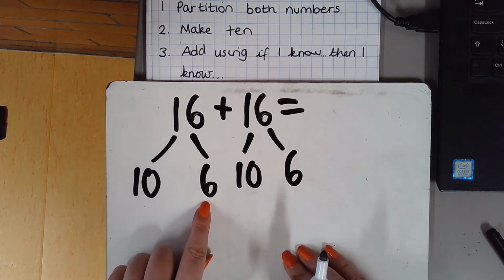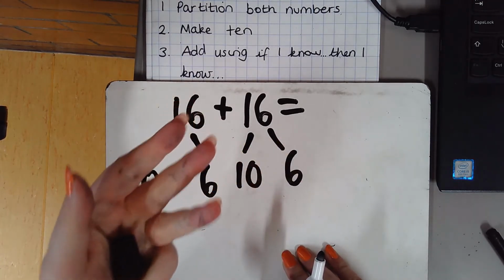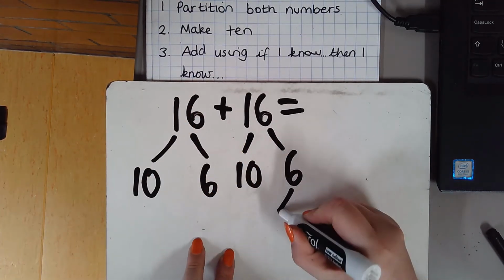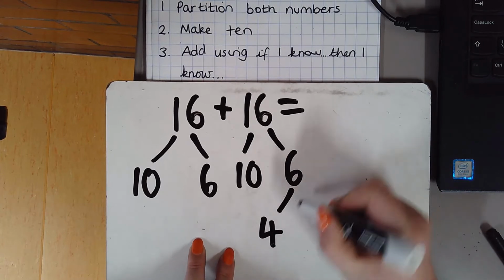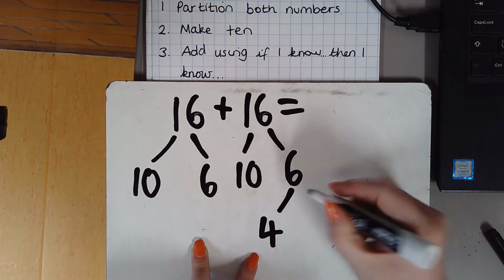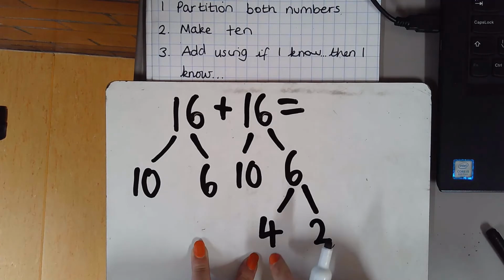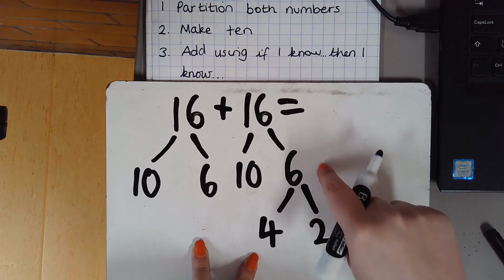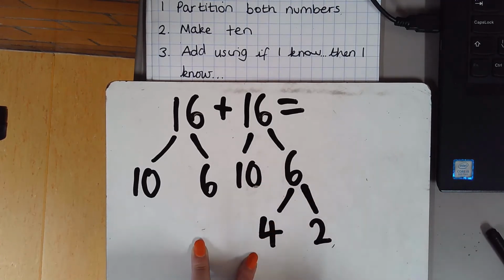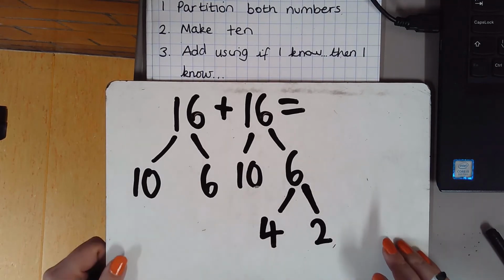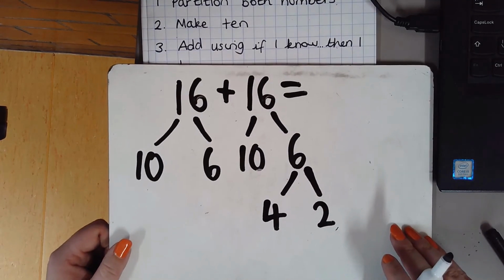How many more do I need to add to 6 to make 10? 6, 7, 8, 9, 10. I need to add 4 more. So I'm going to take 4 from my 6, and that leaves me with 2. 4 add 2 is still 6. 10 add 4 add 2 is still 16. Next step, add them together.